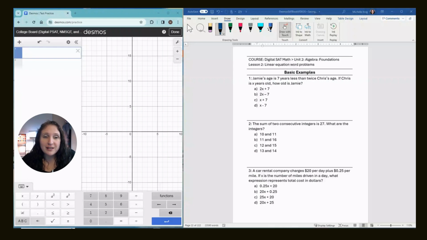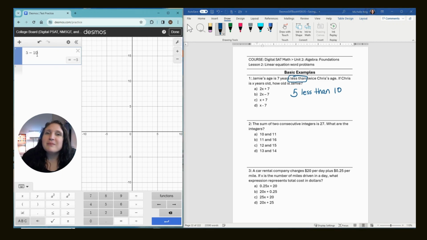Jamie's age is 7 years less than. So this is where they're trying to trick you. Because of this term less than, basically, if we think of what is 5, I'm making numbers up, less than 10. Well, if we put in 5 minus 10, we get -5. That doesn't make sense. If you have $10 and I have 5 less than how much money you have, I just have $5, right? So really, this is saying 10 minus 5 to get the 5.